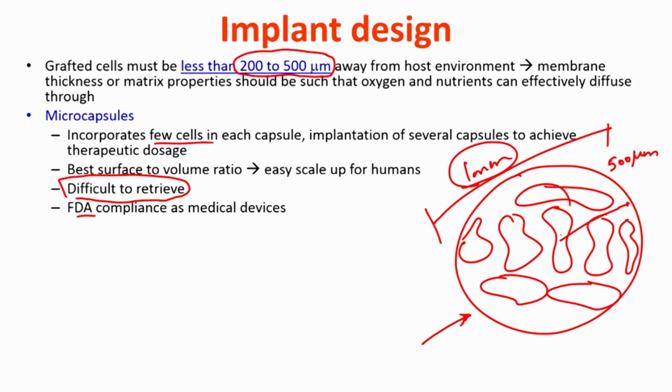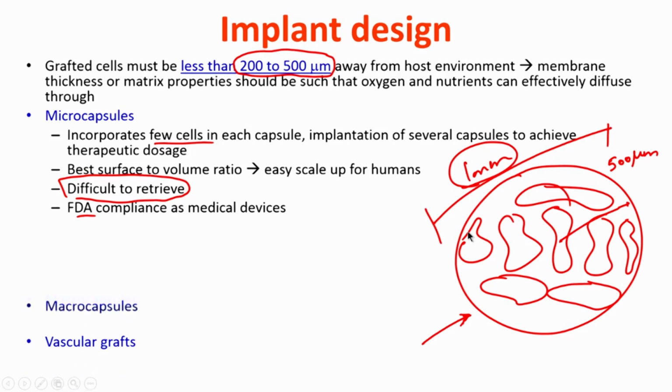What if these cells now started producing something else that is causing toxicity to the body, or what if they are producing too much of your insulin or too much of something else, some other function that you wanted these cells to perform, that could also cause toxicity. So, you want them to be fairly retrievable, which is a problem with such design. Nonetheless, this is still very widely used.